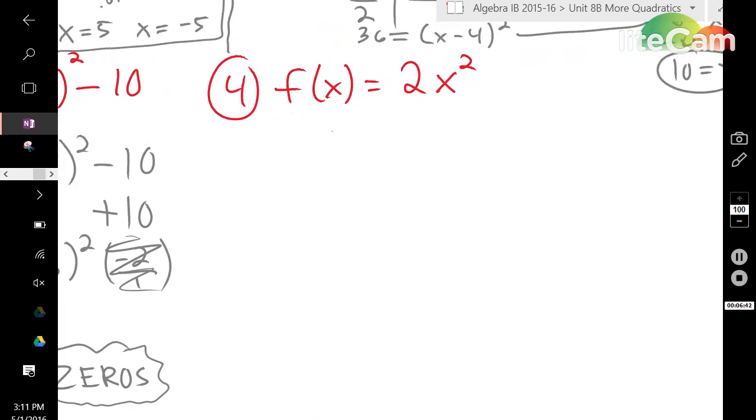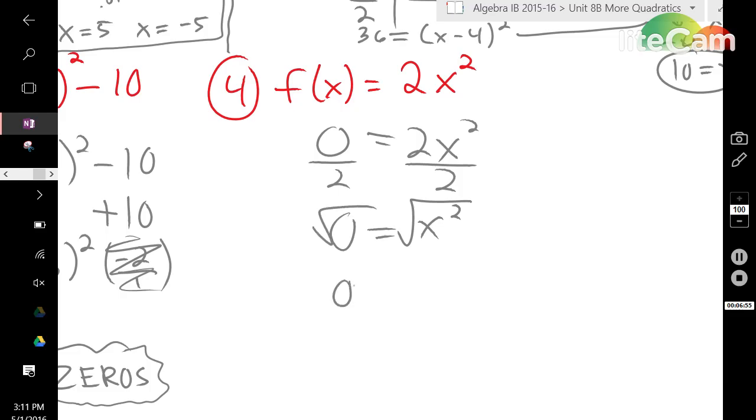Number 4, finding zeros. Plug in 0 here. This one should be pretty straightforward. Even if you go through and do the work, 0 divided by 2 is 0. Square root 0 and you get 0 for x. Now you're not going to write plus or minus 0, because 0 is neither positive nor negative. So you don't write plus or minus 0, you just write 0.